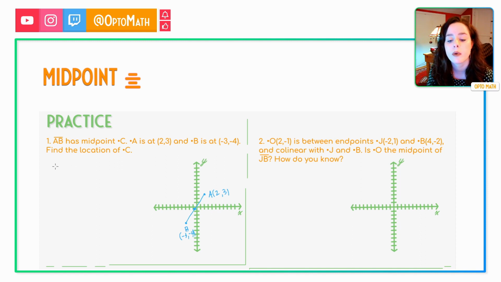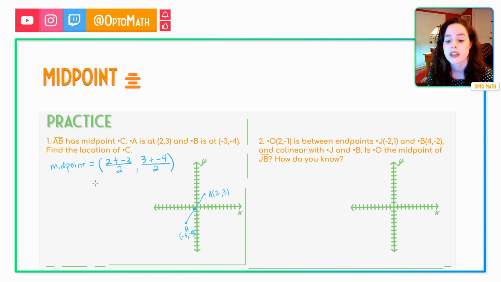So let's do our midpoint formula. So midpoint equals, let's add up our x's and divide by 2. So 2 plus negative 3, divided by 2. So we're averaging our x values. Let's average our y values. 3 plus negative 4, divided by 2.